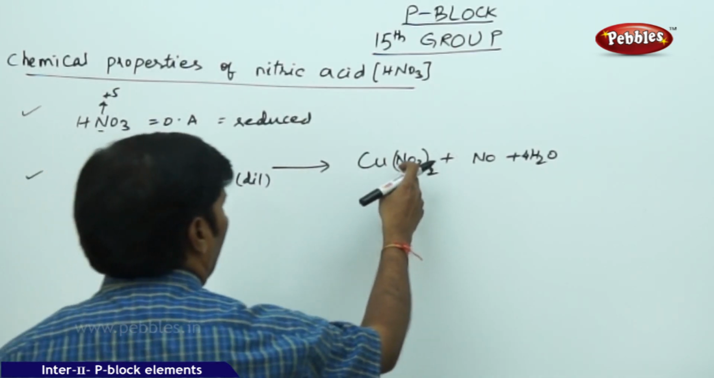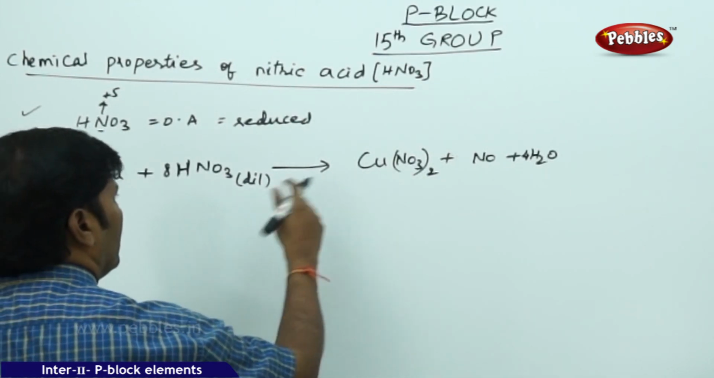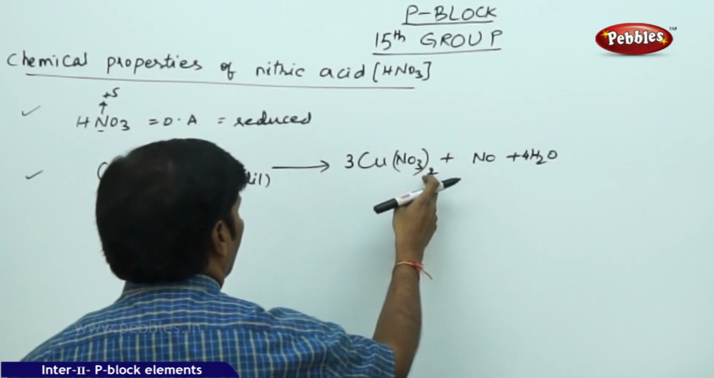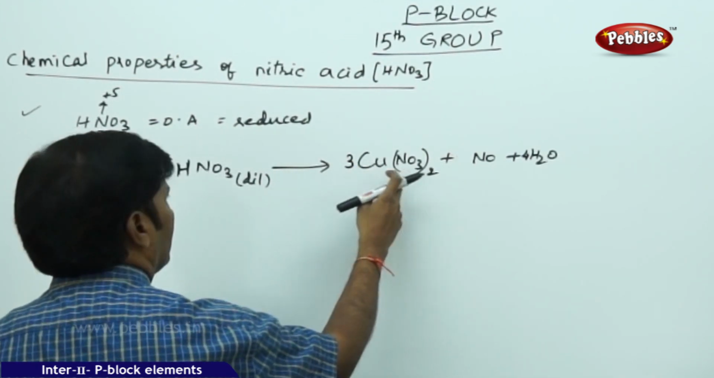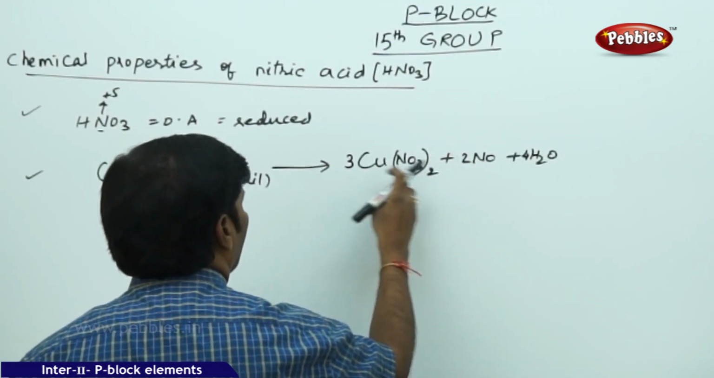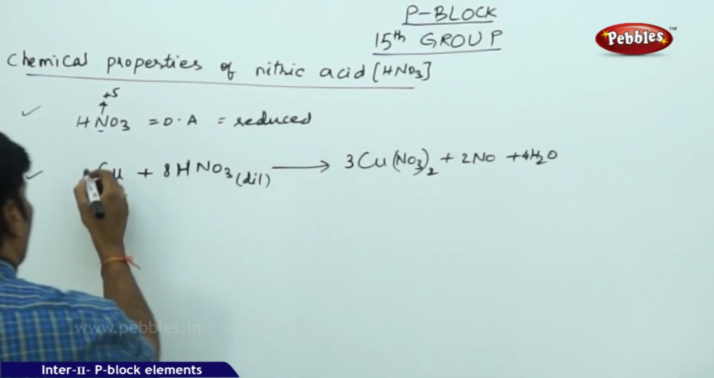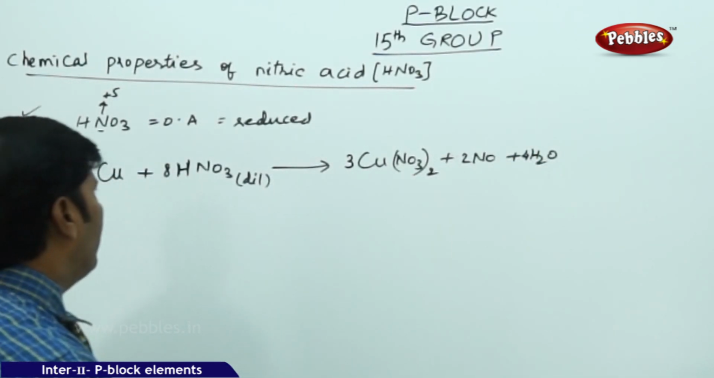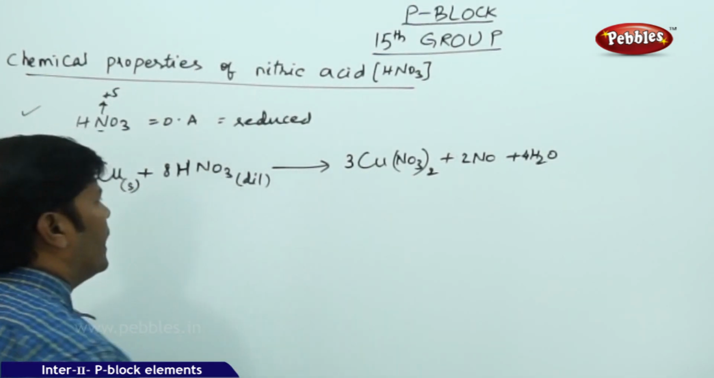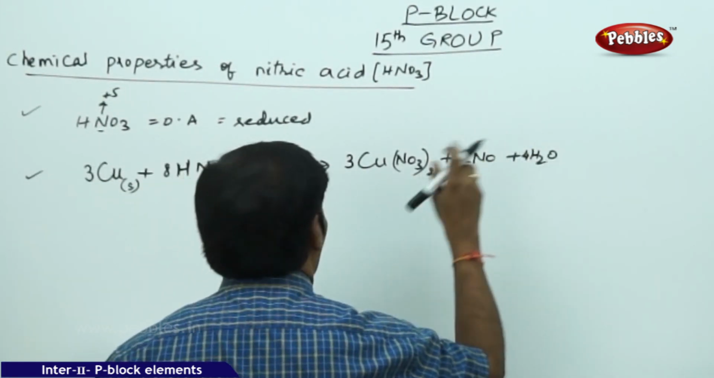We have only 2 nitrogens here. Because I need to take 3, if I take 3, then 3 2s are 6, so 3 coppers, and 3 2s are 6 nitrogens, and take 2 over here. 3 2s are 6, 6 3s is 18, 20, 24, the reaction is balanced. That means copper solid with dilute nitric acid, 8 moles, forms 3 moles of copper nitrate, and 1 mole of nitric oxide is also formed.